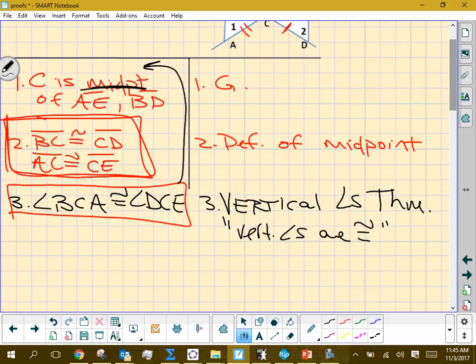You just have to realize that statement number 2 is dependent on midpoint. So the only time I can say statement 2 is after I've written something about a midpoint. And then it can come anywhere after that. Now that we've got those 3 parts, you can say that the triangles are congruent, right?